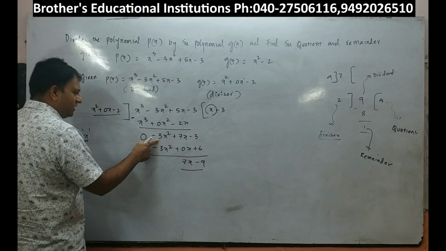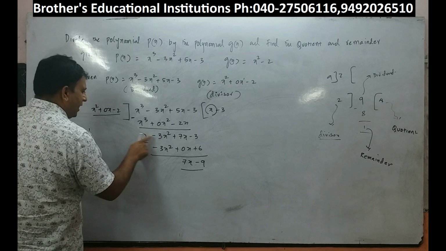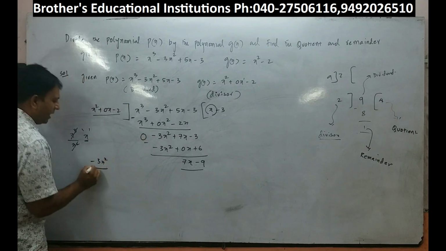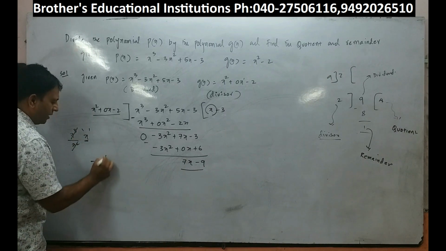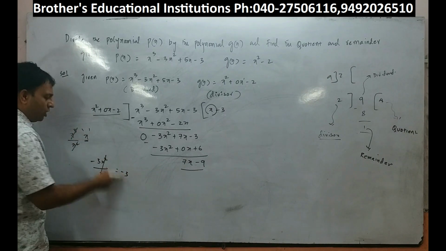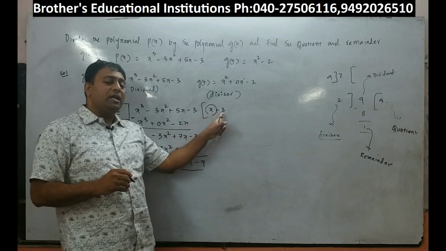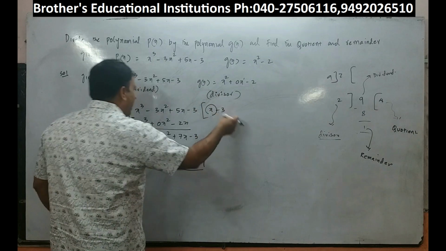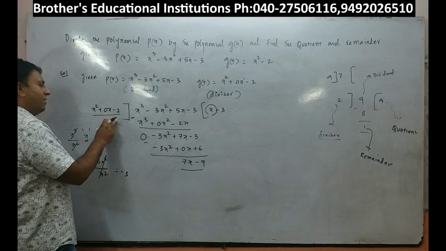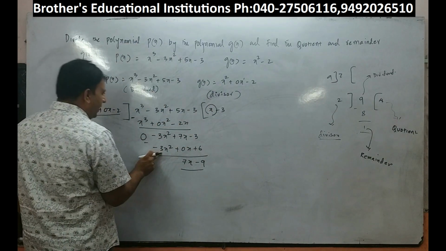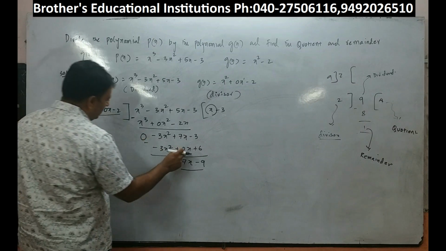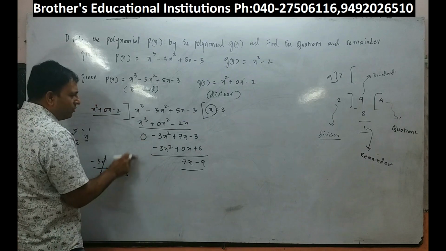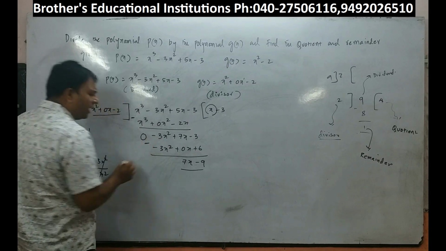Now I have my first term as minus 3x square. 0 you can neglect. My first term is what? Minus 3x square. Minus 3x square I will divide by x square. Cancel. What is left? Minus 3. You have to write this minus 3 in the quotient column. Once you put minus 3, I have to multiply minus 3 with entire divisor. Minus 3 into x square, minus 3x square. Minus 3 into 0x, 0x. Minus 3 into minus 2, plus 6. Now what is it I have to do? I have to neglect this 0. I have to subtract.